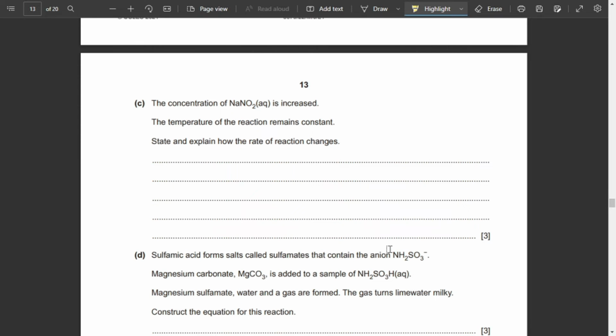And do we have to explain why, right? So we have to explain how. So it is because there will be more particles, hence there will be more successful collisions. That is why the rate of reaction will increase.